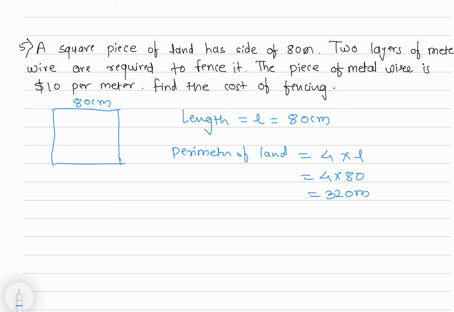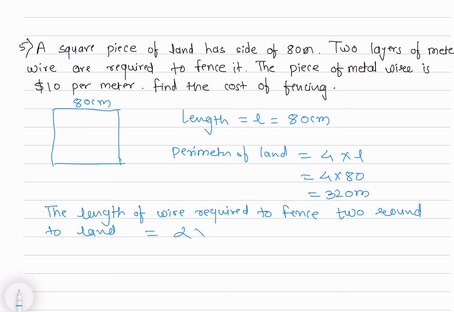So what is the length of wire required to fence two rounds of the land? It is equal to 2 into 320 meter, which is equal to 640 meter, and they have given us the price of the metal wire is $10 per meter.